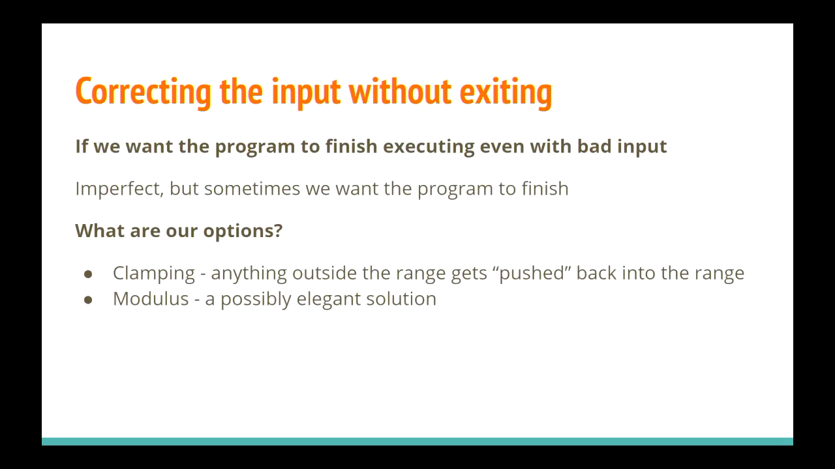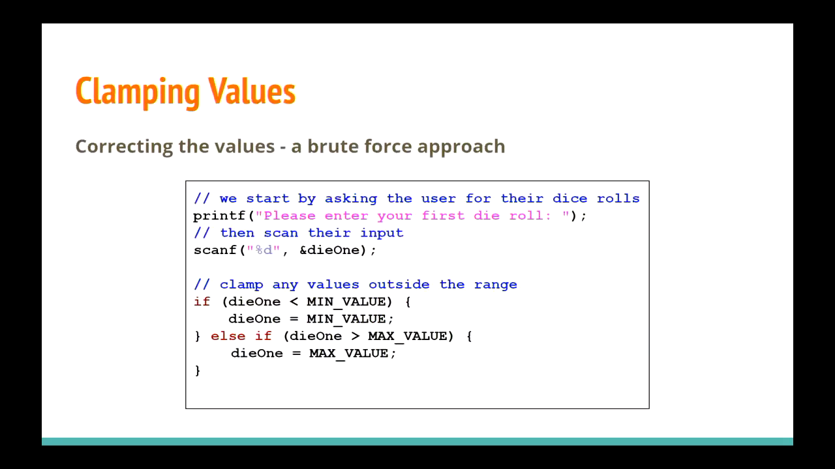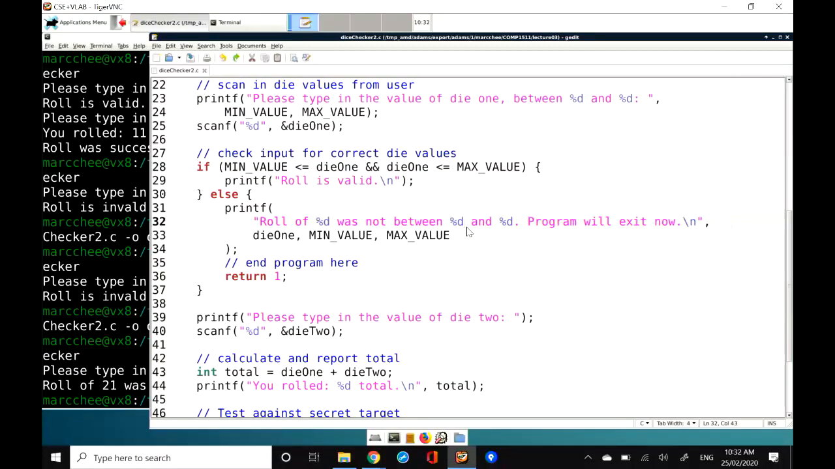Okay, so clamping's the first thing we're going to do. And what it's going to do is it's just going to say, if you're outside the range, I'm just going to push you until you're inside the range. So what I'm going to do is I'm going to grab the values and I'm going to say, if you're incorrect, I'm just going to force you to be correct. So I'll show you this code. You don't need to really look at it on the slide.